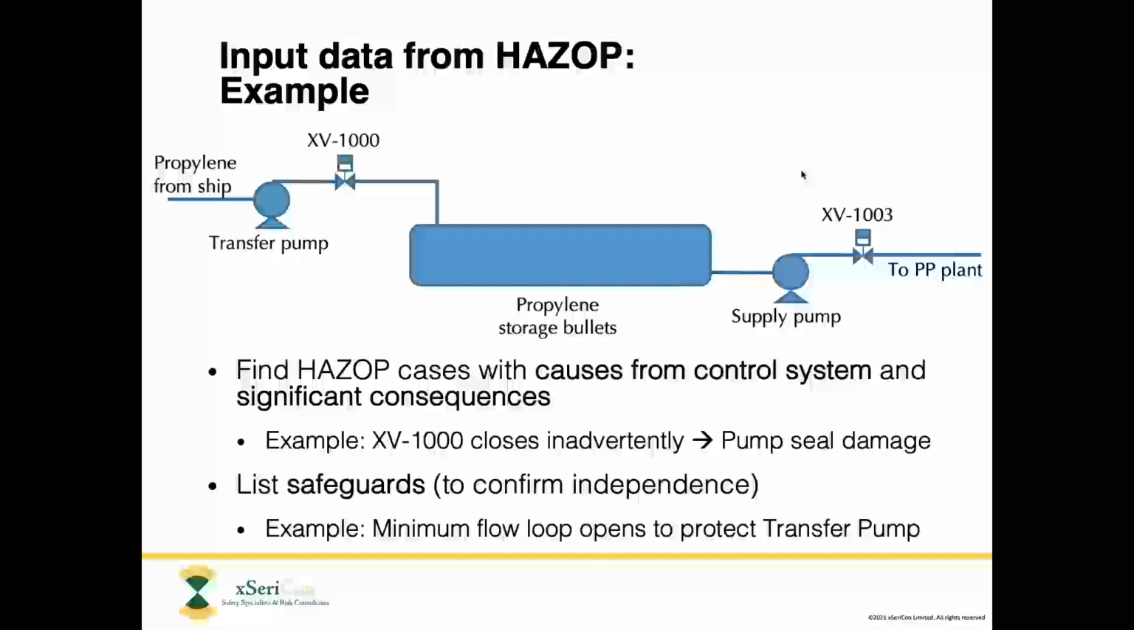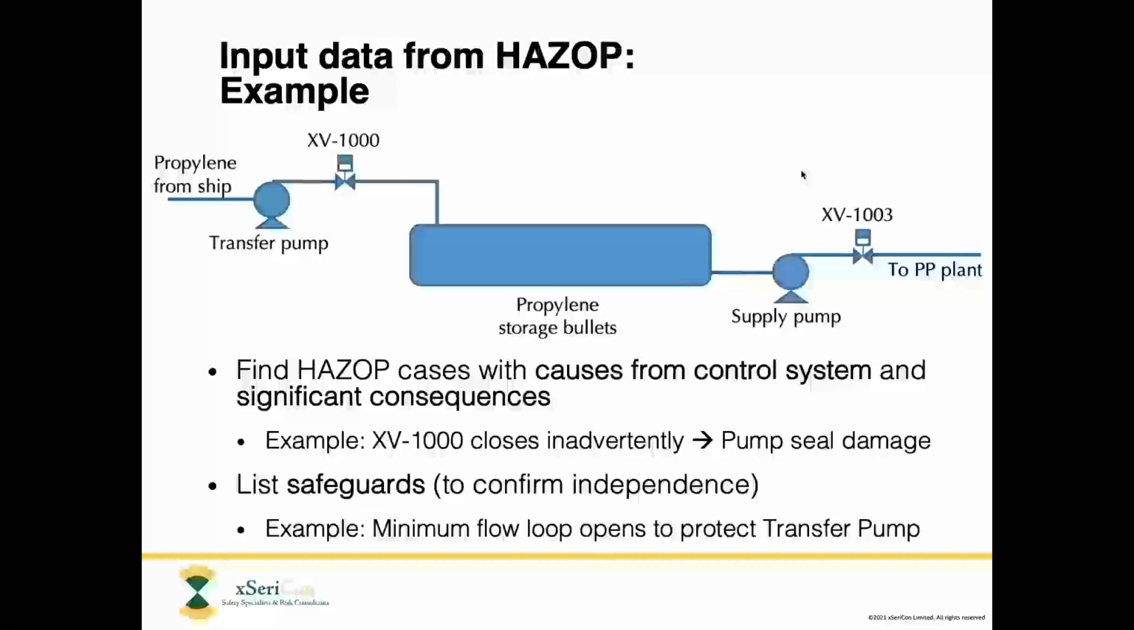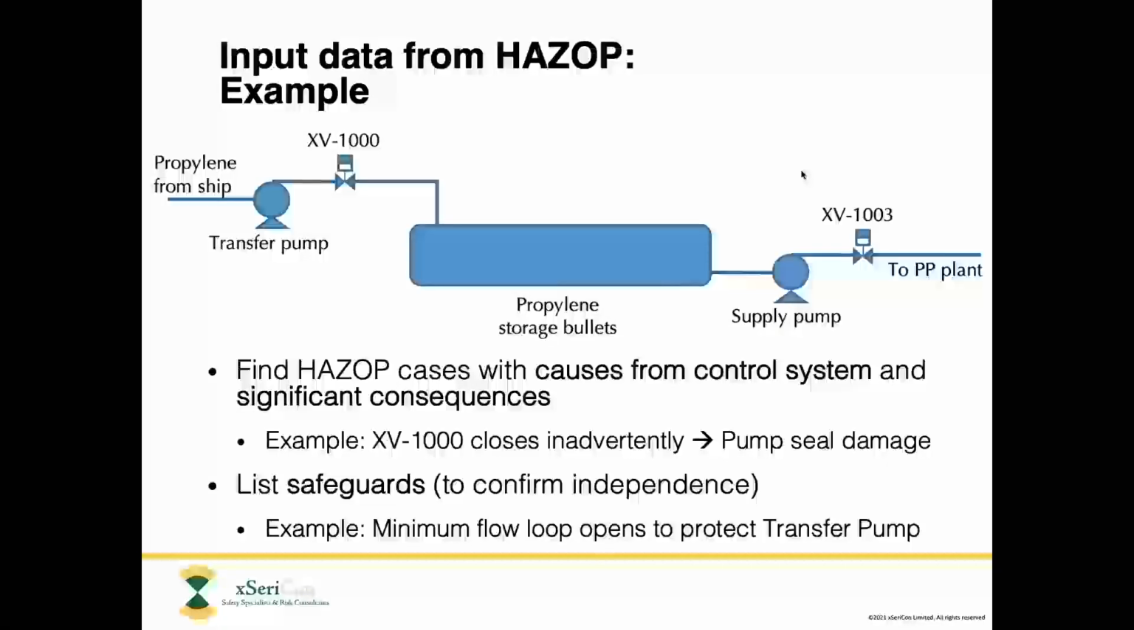Those safeguards we would write down, and the reason we're interested in those is because we need to confirm that they're going to be sufficiently independent from the root cause when we look at the CHAZOP study. So our preparation from the HAZOP will be to go through all the HAZOP worksheets and identify all those cases with significant consequences that could arise from control system malfunctions.